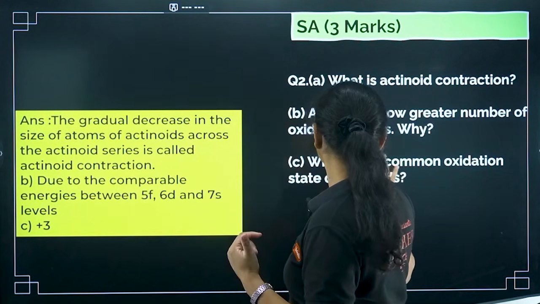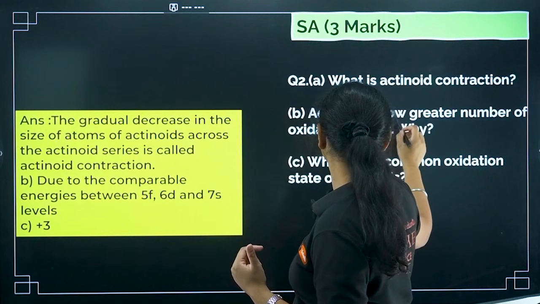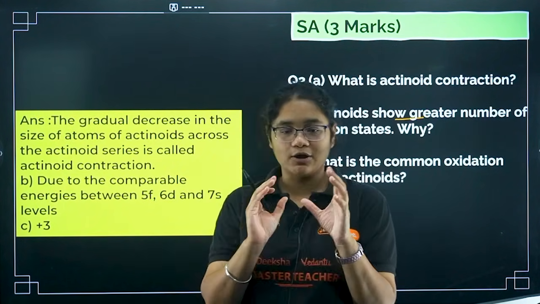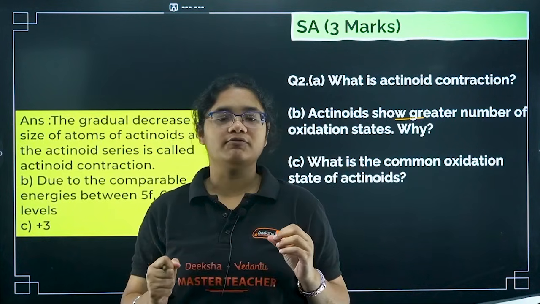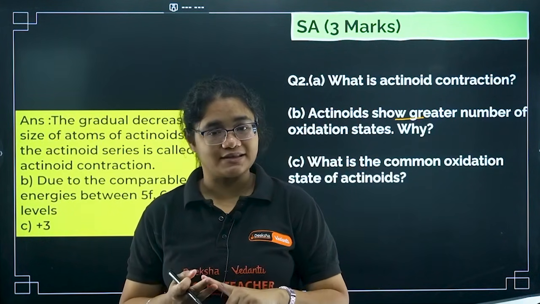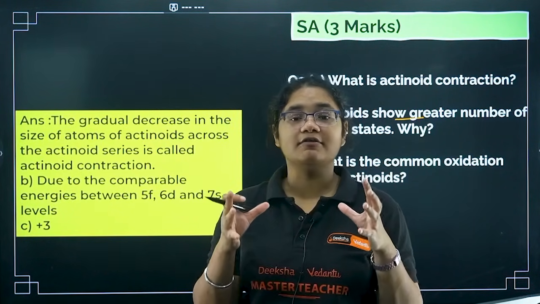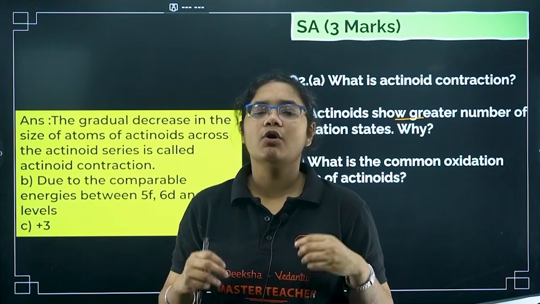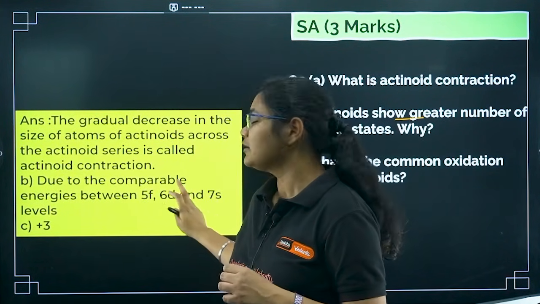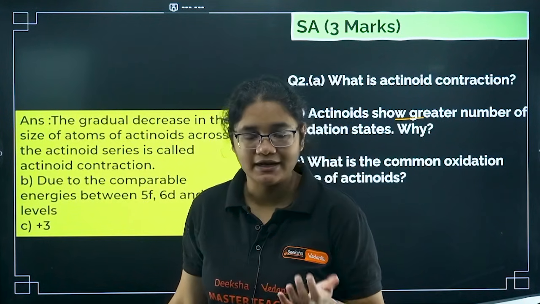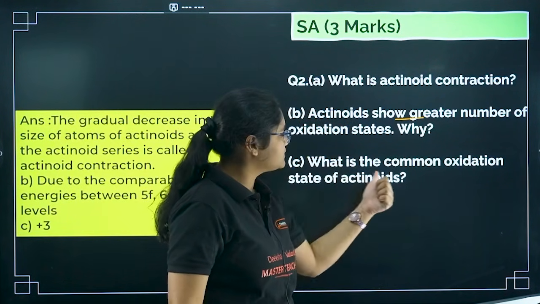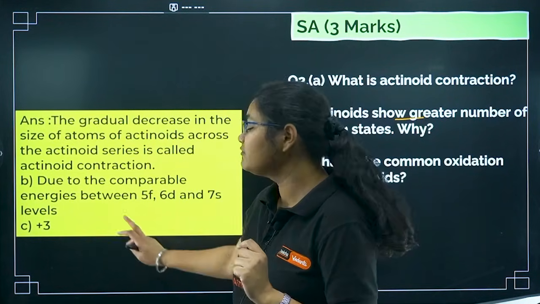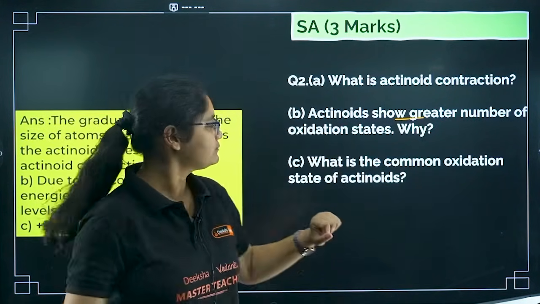Now what is the reason for this? Why do they show greater number of oxidation states? Because here the orbitals which can participate in the bond formation are 5f, 6d and 7s, and their energies are very close, means the energy gap between them is very less. So all the electrons present in these orbitals can participate in the bond formation. Next, what is the common oxidation state of actinoids? So actinoids show a common oxidation state of +3. Clear? Okay.